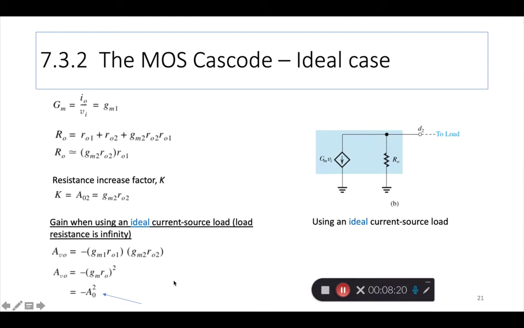How does the gain increase? Great, right? We see that the output open circuit voltage gain is actually the square of the intrinsic gain. Previously, it was just the intrinsic gain. Now we derive the expression using these steps to show that the gain has become a square. So previously, if it was 10, now it is 100, right? Great results, right? But unfortunately, this is just for an ideal current source.